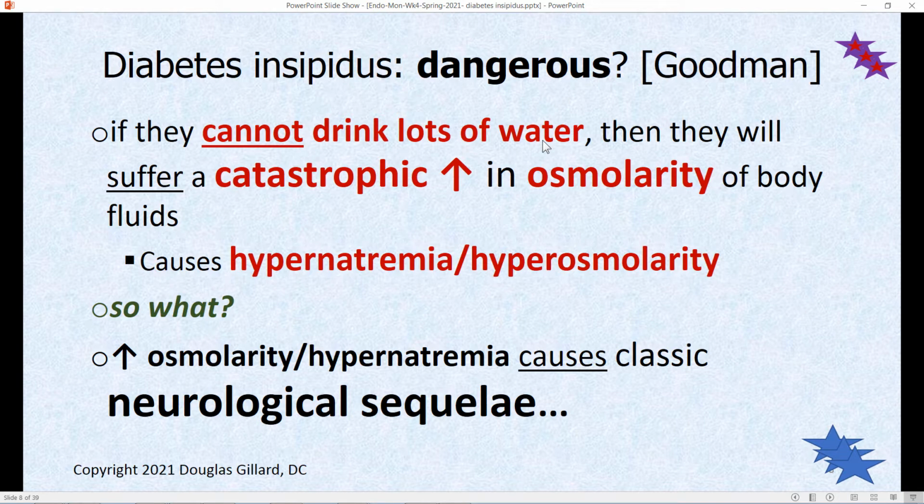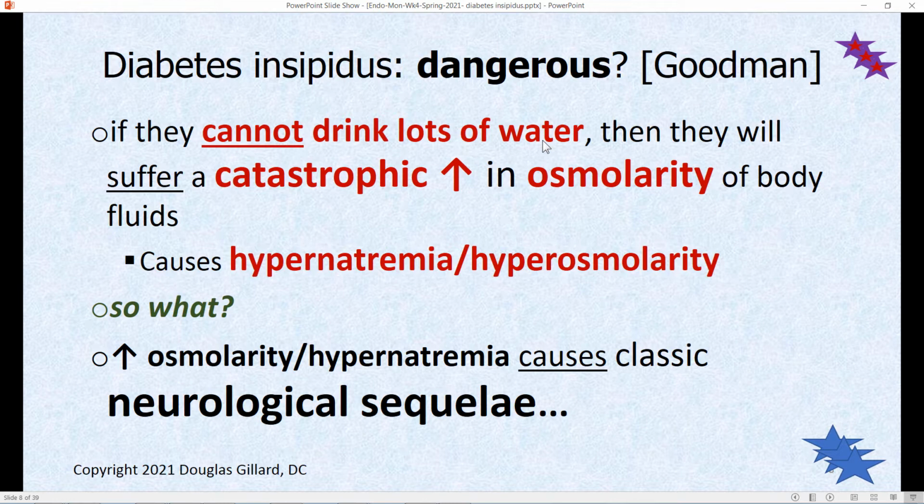So if you can't drink lots of water to compensate, let's say you're on a desert island or something like that and there's no water around, or the thirst centers are messed up. If you can't drink water, you're in big trouble. You're going to become hypernatremic, and the body doesn't tolerate hypernatremia. It doesn't like salty blood. You could also say you're hyperosmolar, or hyperosmolal is another one.